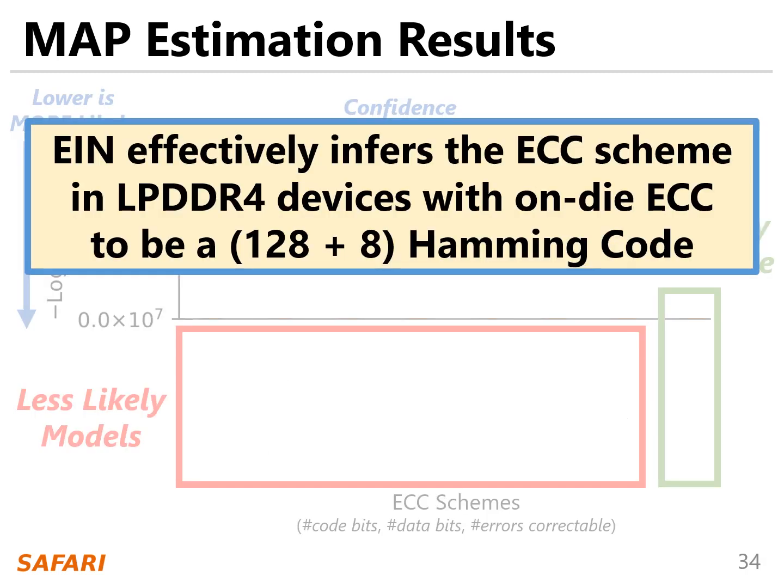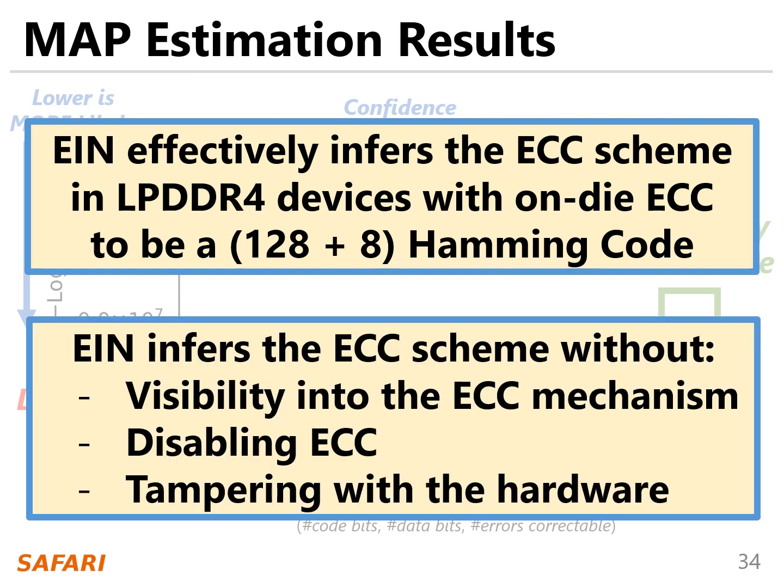We have 2 major takeaways from this. First, EIN effectively infers the ECC scheme in the LPDDR4 devices with on-die ECC to be a 128 plus 8-bit Hamming code. Second, EIN infers the ECC scheme without any visibility into the ECC mechanism, without disabling the ECC mechanism, and without tampering with the hardware in any way.